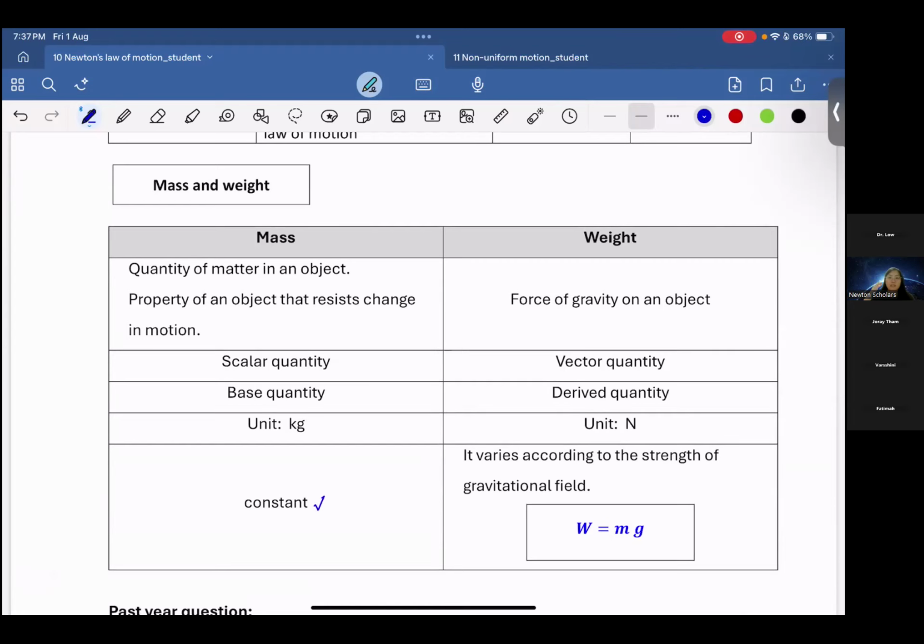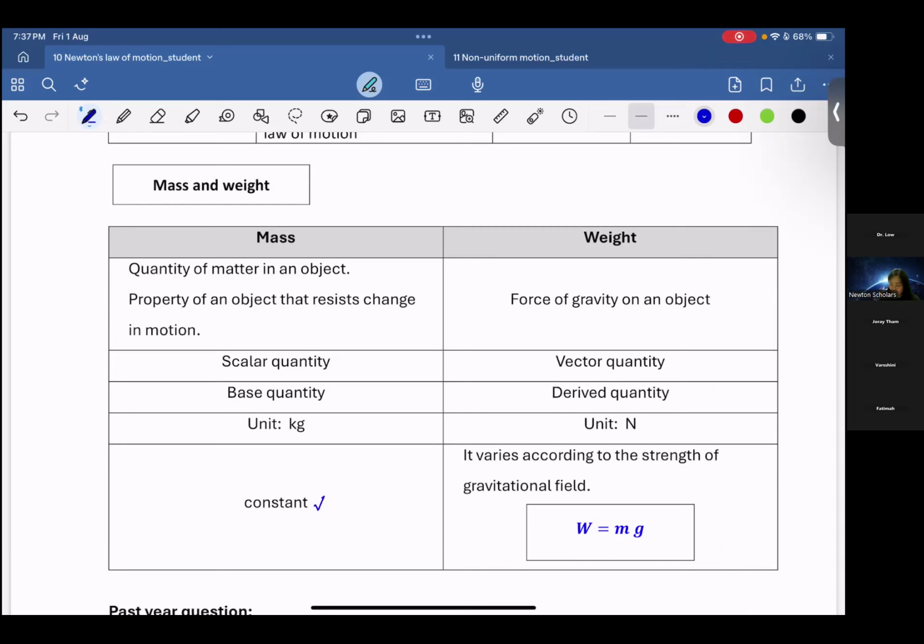So we can understand it like this: we have one head, two hands, and two legs. This is the amount of matter. If we go to the moon, we still have one head, two hands, and two legs. So that is the amount of matter. Mass is always constant, it won't change.